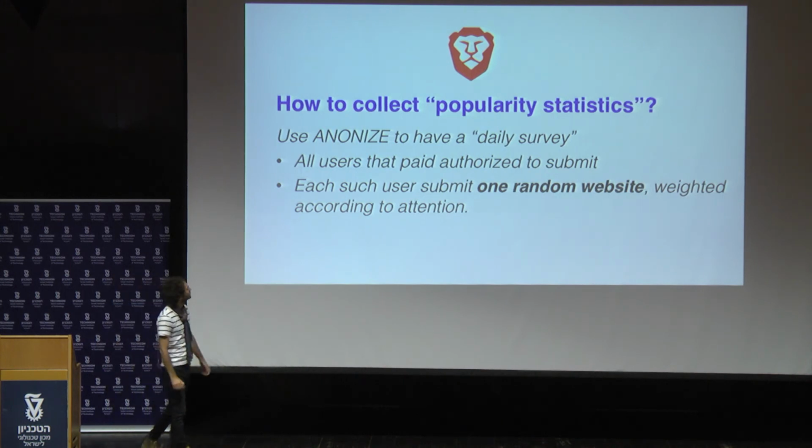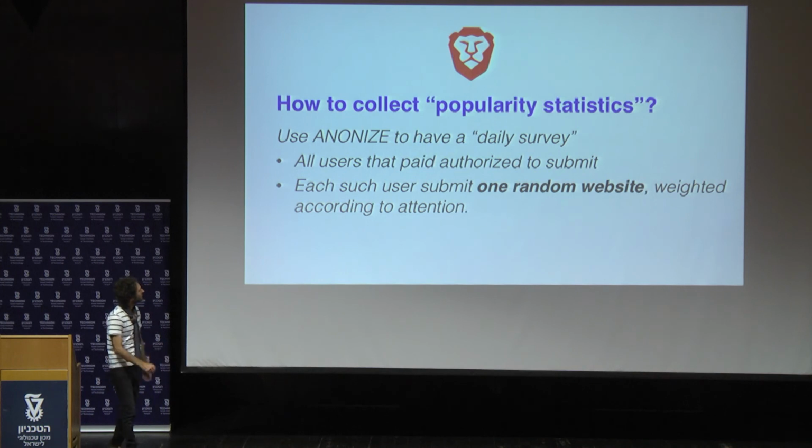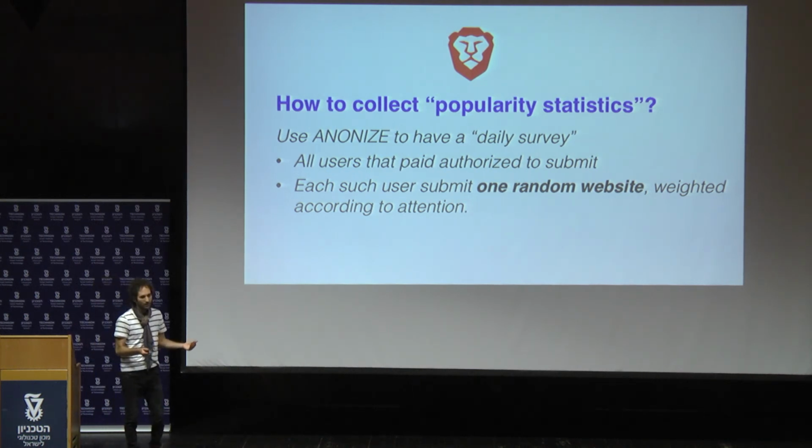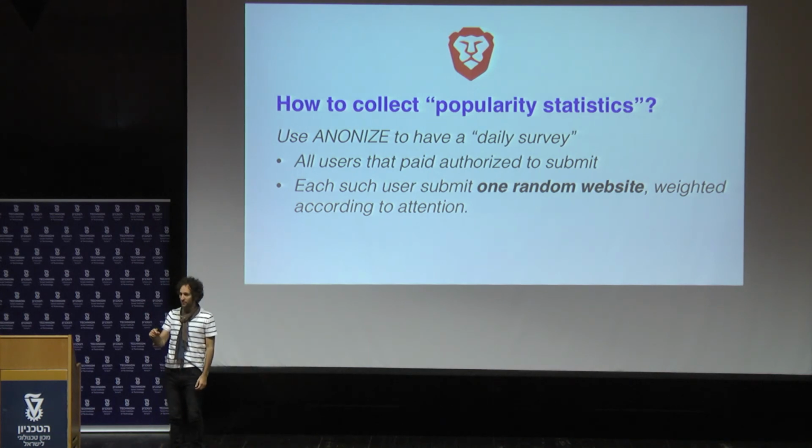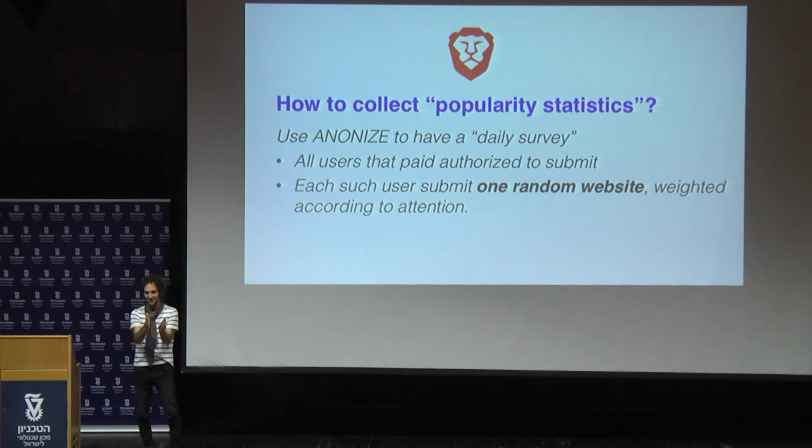So the way we did this, and the way they implemented it, was we use Anonize to have a daily survey. So every day, and I don't know if they actually do it daily or not, because what they actually did is their proprietary information, but this is what we suggested: you have a daily survey, and all the users who have paid are authorized to submit. And now, a user submits a random website that they have been visiting, weighted according to their attention score. So in each survey, I will just submit a random website weighted according to the right attention statistics. And since these submissions are completely unlinkable between them, I'm not revealing anything about myself.